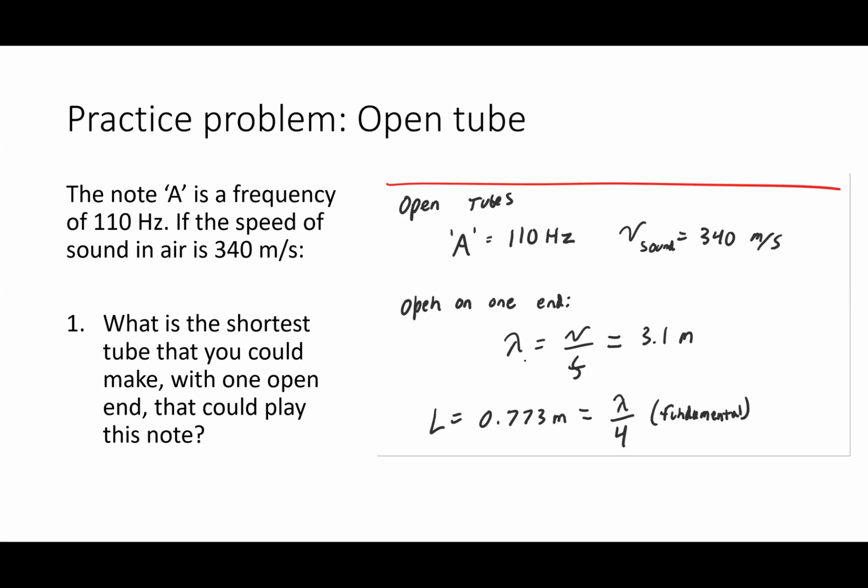If I look for tubes where this is equivalent to a higher harmonic, then the tube would need to be longer because we need to accommodate larger fractions of the wavelength. So the next longest tube I can make, for example, would include 3/4 of the wavelength, and the next one would include 5/4 of the wavelength, and so on. So the fundamental is going to be the shortest tube that I could make.